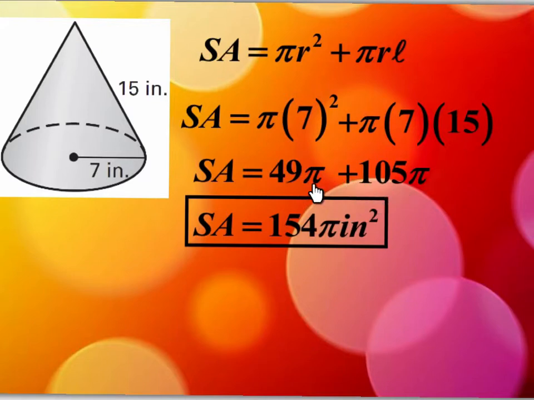We treat pi like a variable, in a sense. You know, we just combine like terms. And we get 154 pi inches squared. And this is our answer in terms of pi. Notice every time that the circle's involved, we're leaving our answer in terms of pi. Or we can go ahead and calculate it with the pi and round it to the nearest hundredths place.